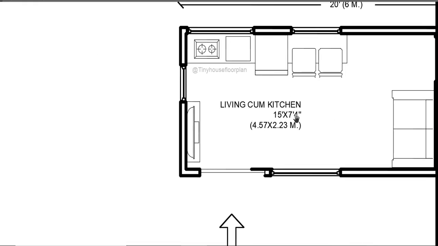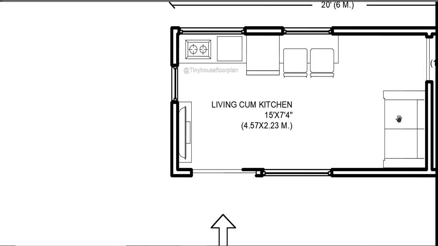So we have living plus kitchen area. You can see here the sofa arrangement and also TV unit on the front wall, and we have kitchen cabinet with burner, sink and refrigerator arrangement, and dining counter with 2 chairs and 3 large size windows for ventilation and light purpose of this area.